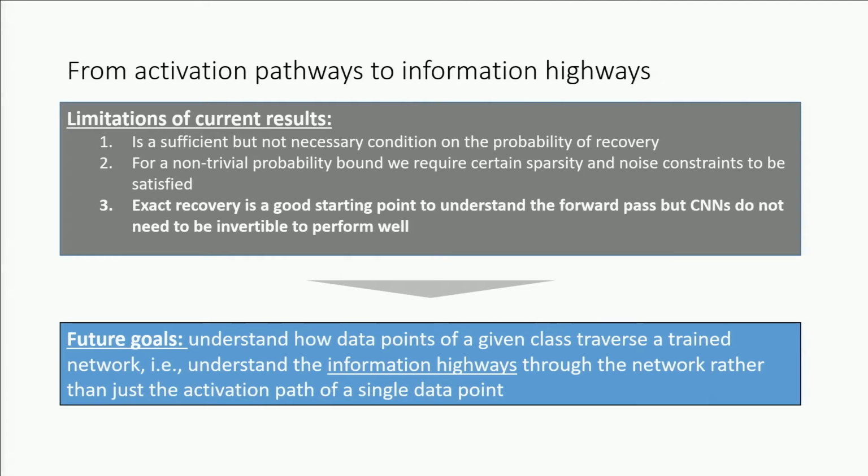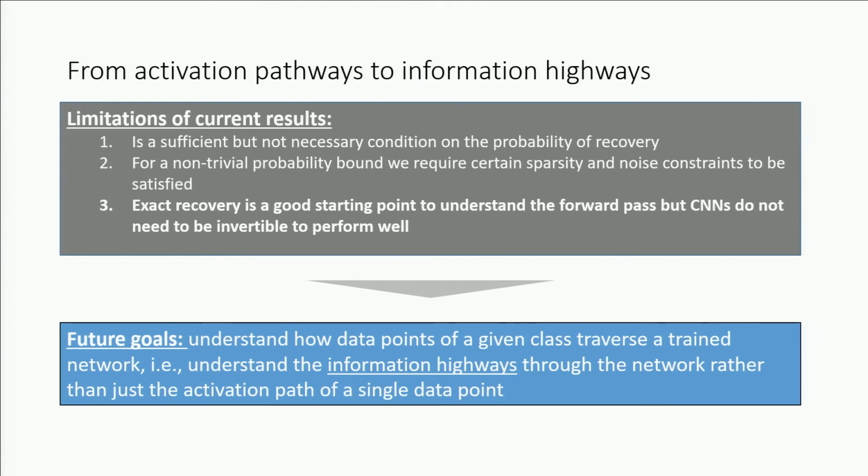I suppose we should, though, discuss some of the limitations of this work. First of all, you'll note that it's a sufficient condition and not necessary. So if my data point doesn't satisfy the conditions that I've stated, it doesn't mean that it won't be recovered. It just means I can't say very much about it. Secondly, for the bound to be non-trivial, those sparsity conditions and also the noise condition that I alluded to earlier have to be satisfied as well. So this piece of analysis is not super robust to noise.